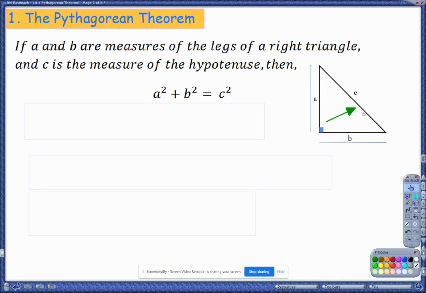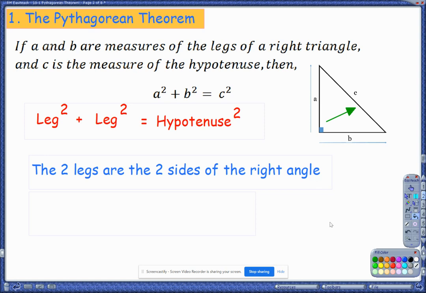And in any right triangle, the square of A plus the square of B will be equal to the square of C. In other words, A squared plus B squared is equal to C squared. So, you can think about it as the leg squared plus the leg squared is equal to the hypotenuse squared. And the two legs are the two sides of the right angle.